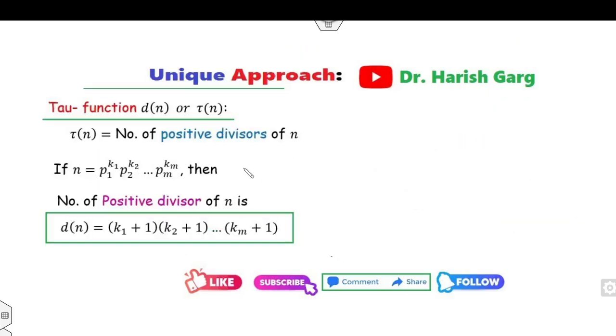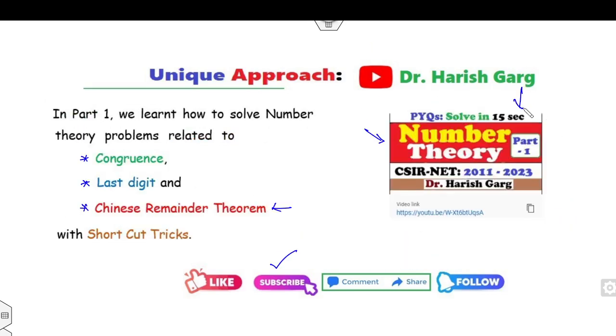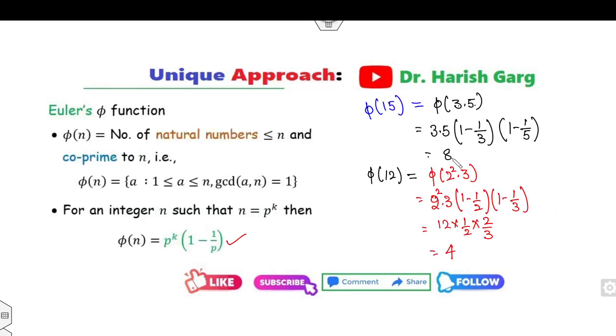Another concept is the number of positive divisors, which is calculated as k1 plus 1, k2 plus 1, and so on. You must watch my previous lectures because I am not covering all those shortcut tricks again. I have already uploaded that video and all the shortcut tricks are explained in that part.